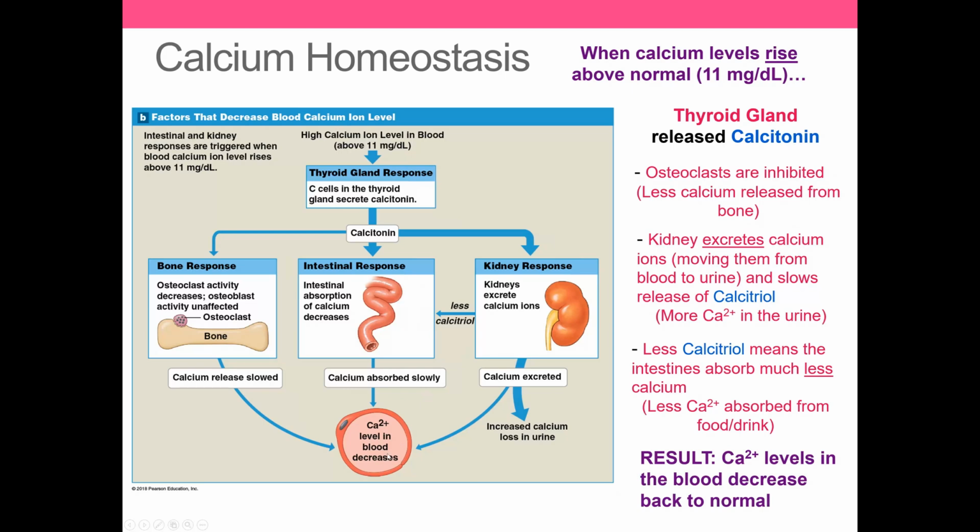So your body is bouncing back and forth between these two homeostatic mechanisms, the thyroid gland and calcitonin and the parathyroid and parathyroid hormone, to maintain that normal homeostatic level of 8.5 to 11 milligrams per deciliter. Very important. We'll come back next semester.